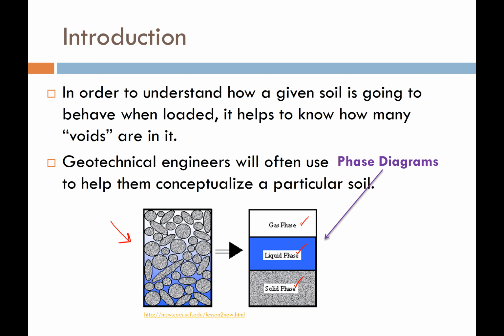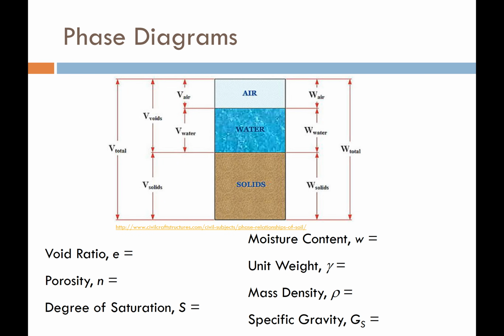So imagine if you could magically separate the soil, or if like the Hulk were to come in and smash the soil really hard so that all the solid particles went to the bottom, and then the water sat on top of it, and then the air sat on top of the water. That is a phase diagram. Now, we usually represent phase diagrams in one of two ways. We can represent them with volumes, or we can represent them with weights, usually both.